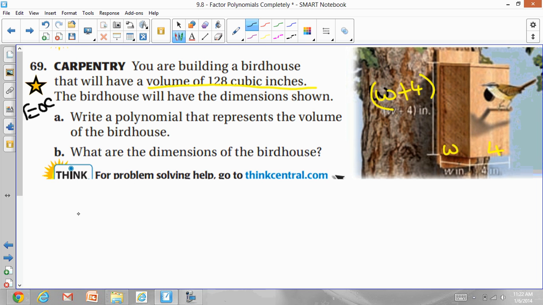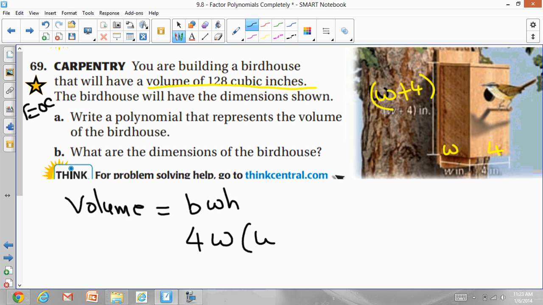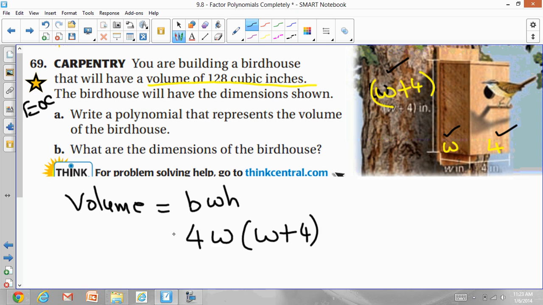So you want to find the volume. So the formula to find the volume will be base times width times height. So the base in this case is 4. The width in this case is W. The height in this case is W plus 4. Make sure that you use the parenthesis. So 4 times W times this. So the volume is given to be 128.